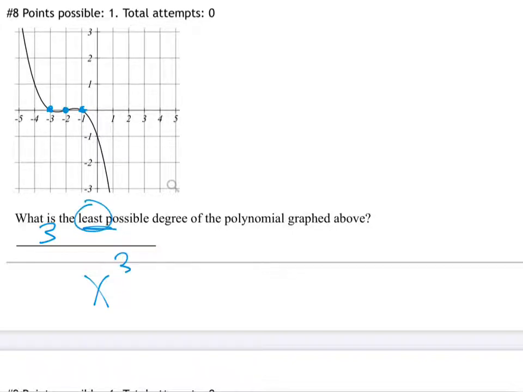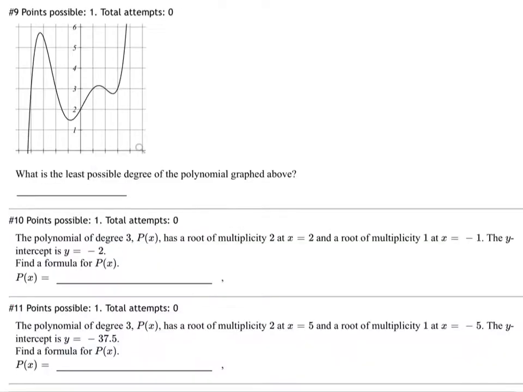The least, the lowest. It couldn't be x squared, could it? It can't be lower than 3. That could not be an x squared graph, could it? Because an x squared graph could only hit at most 2 times. And we already know that thing's hitting 3 times. Am I making any sense? It couldn't be x squared, because x squared would only hit twice at most. It could be x cubed or higher. So the lowest it could be is x to the 3rd. So they want you to say 3 here. The least possible degree. It's got to be 3 or more because it's hitting 3 times.